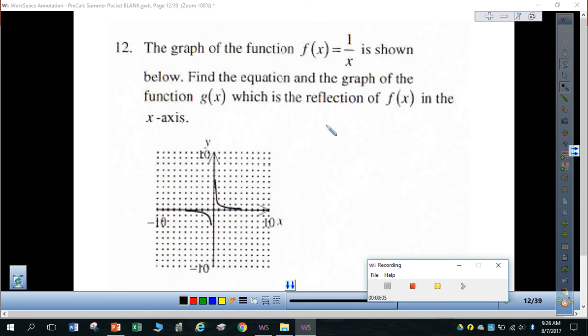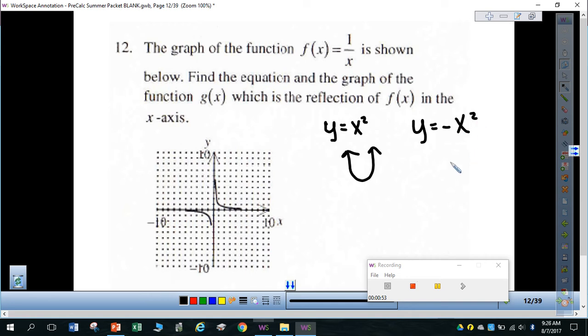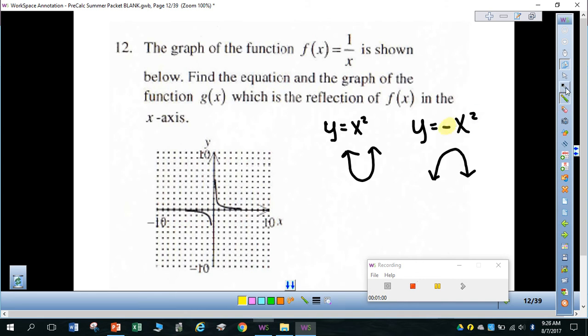One thing that I often think about, I'll think about the graph of y equals x squared, and then I think about what would happen if I put a negative sign in front. It's going to flip it. So that's that reflection over the x-axis. It's all about the negative sign.